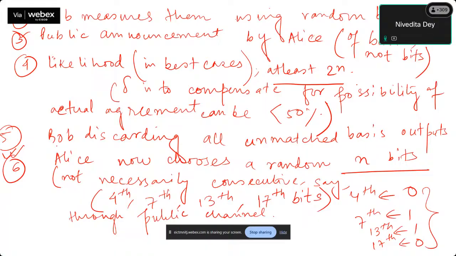So till the discard phase is over, now just imagine how the keys are being generated. Just pardon me with 5 more minutes, it will be done. After Bob has discarded and got something, there is a further verification, a security tuning. Alice will now publicly announce a few of the bits. They may not be consecutive, they can be any random bits, as I mentioned, 4th, 7th, 13th, and 17th, in a public channel to Bob.